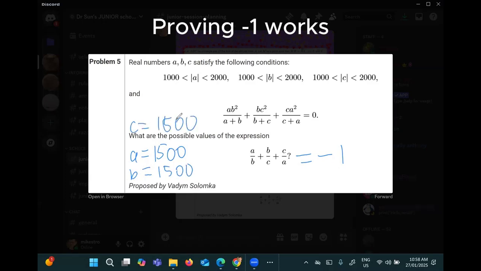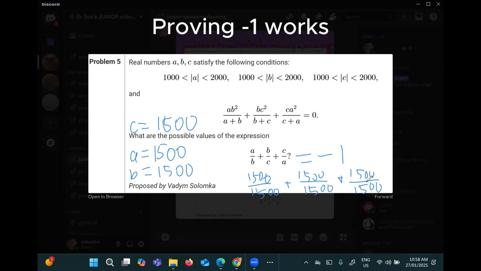So positive. So you get 3, right? You get 1500 over 1500 plus 1500 over 1500 plus 1500 over 1500, yeah? But how can you change it to make it work? Make A and B negative. Make both A and B negative. Like make two of them negative, so it will be like negative 1.